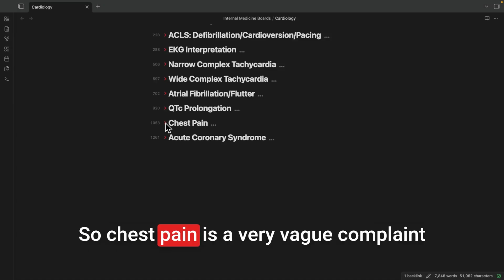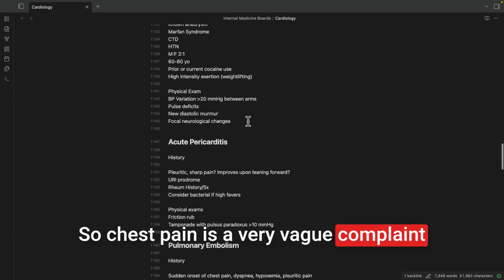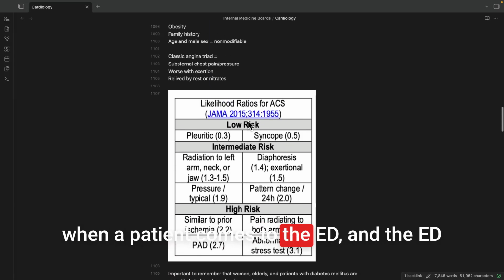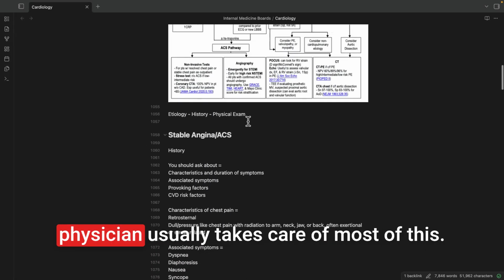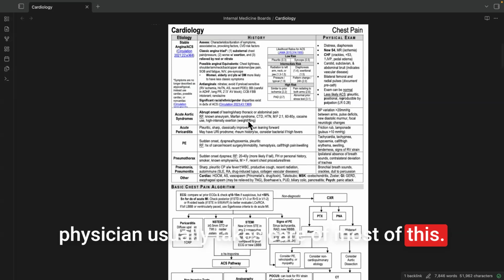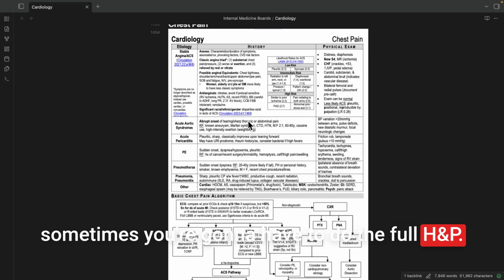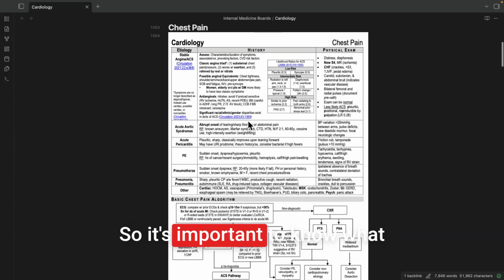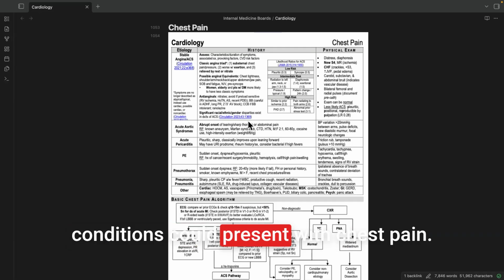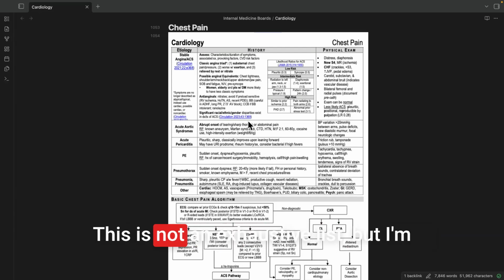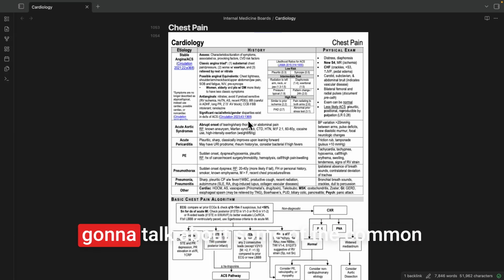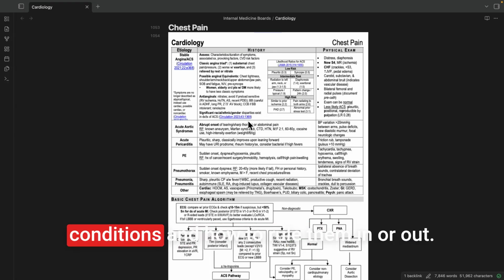So, chest pain is a very vague complaint when a patient comes to the ED, and the ED physician usually takes care of most of this. But as an internal medicine resident, sometimes you're going to have to do the full H&P. So, it's important to know what conditions could present with chest pain. This is not an exhaustive list, but I'm going to talk about some of the common conditions and how to rule them in or out.